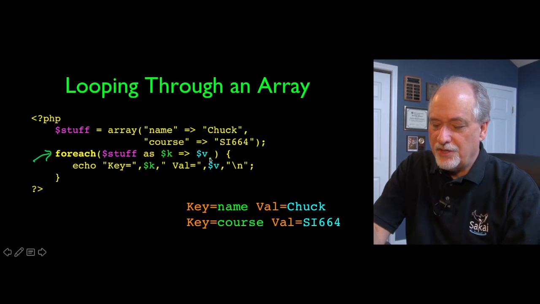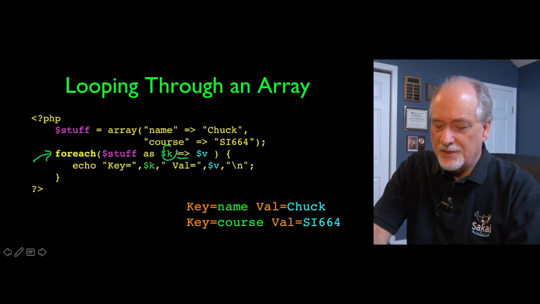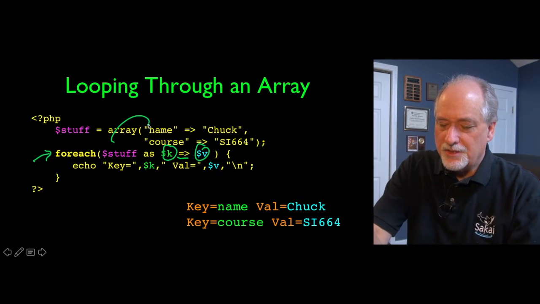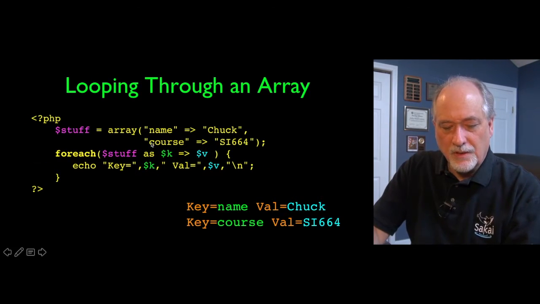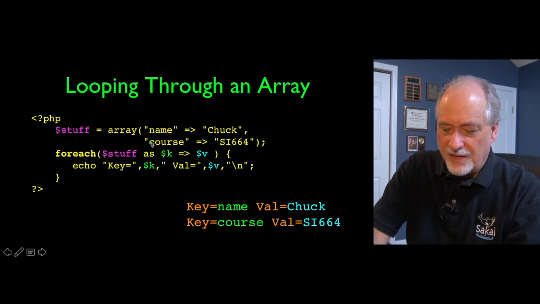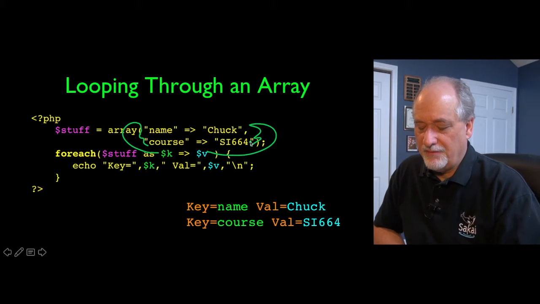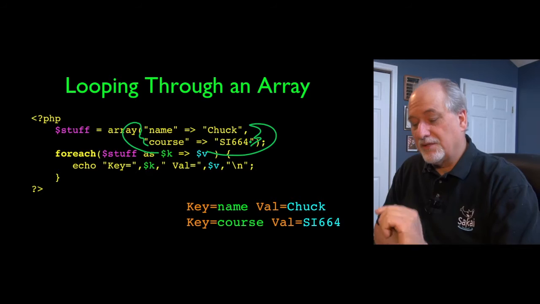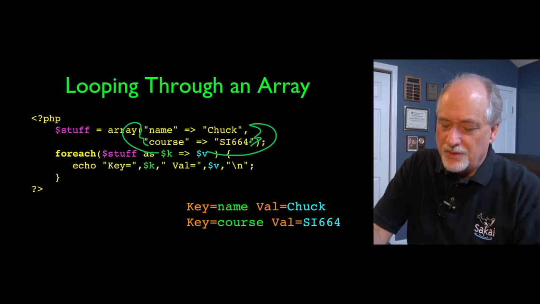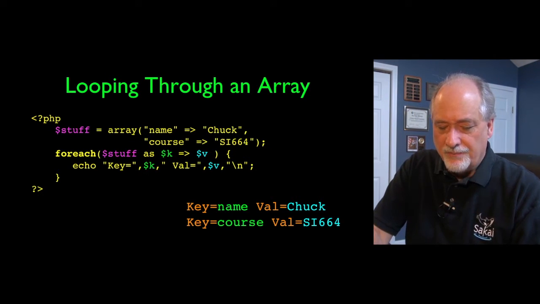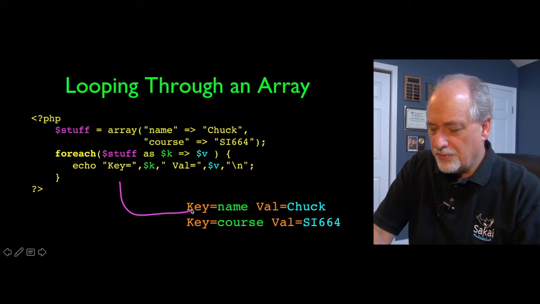And then you have two iteration variables and you mark it this way. This maps to, but $k is an iteration variable and $v is an iteration variable. K will take on the successive values for the keys, and simultaneously V will take on the successive values of the values. And so this loop is going to print out twice, and it's going to print out key and value.